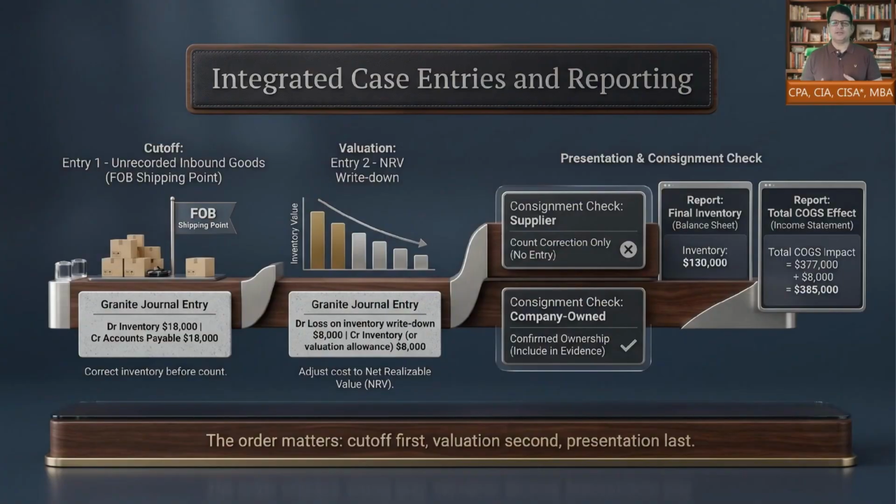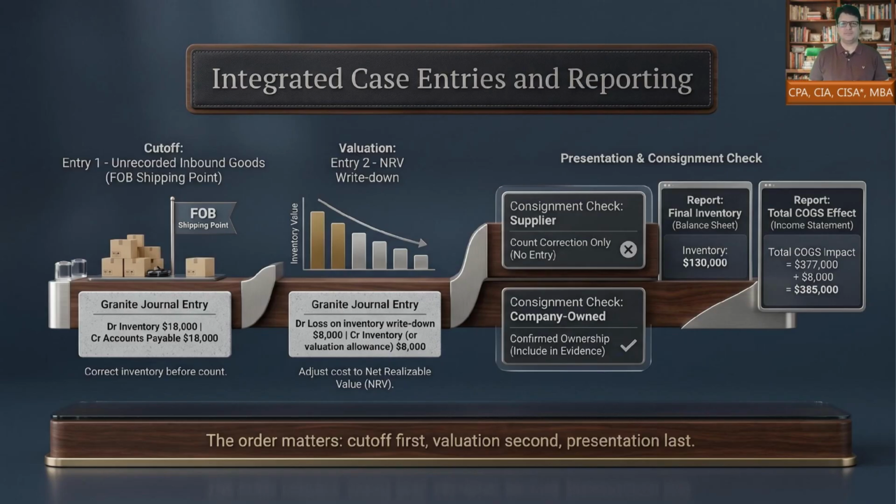First, the unrecorded inbound FOB shipping point goods require an entry. Debit inventory $18,000 and credit accounts payable $18,000. This records goods Crescent controlled before year end but had not entered into the books. Second, the NRV write down is debit loss on inventory write down $8,000 and credit inventory or a valuation allowance $8,000. Supplier consignment goods are removed from the count because Crescent does not own them, so that is a count correction, not a purchase entry.